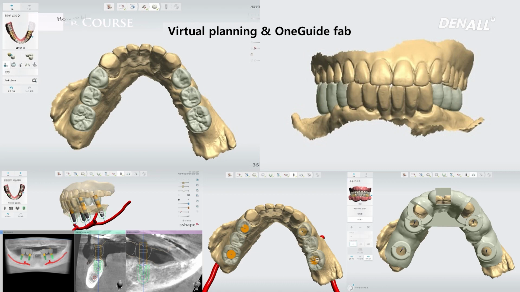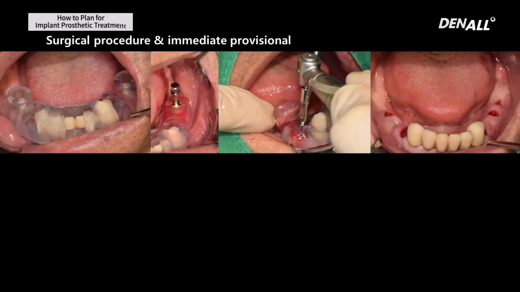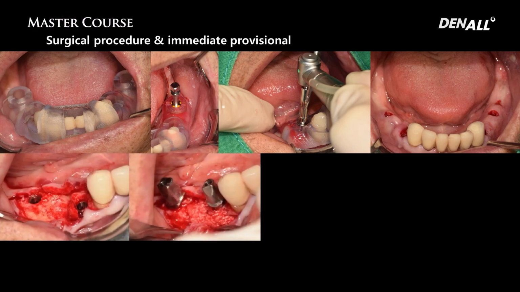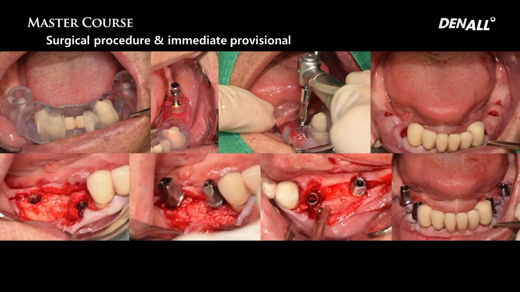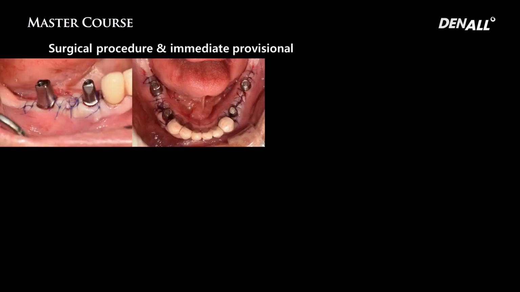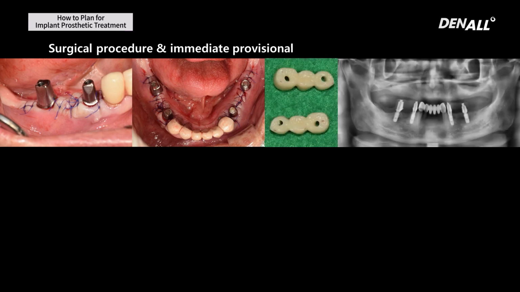In the lower, number 44, 46, 34, and 36, I decided to place 4 implants. I made a guide. 1 guide was used. Drilling was done after extraction, and implant placement was done. 1 fit abutment was used in lower right. In bone defect, graft was done. This is after surgery. On the unilateral side, a stock abutment was used to get it insured. On the other side, 1 fit abutment was used.